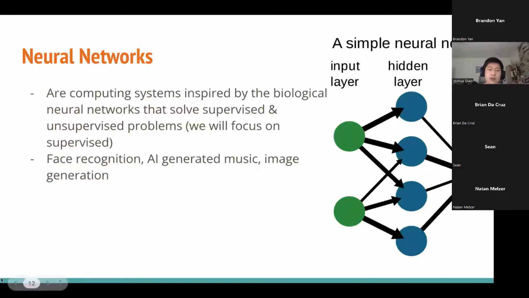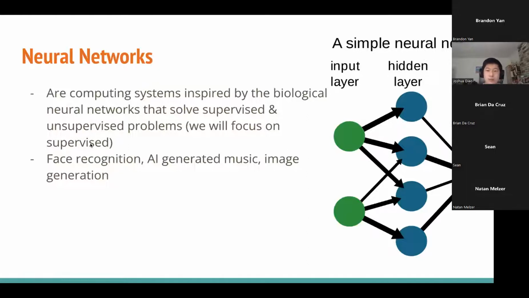So what are neural networks? Neural networks are computing systems inspired by our biological neural networks. The neurons in our brain are basically what we developed the algorithm from. And this solves supervised and unsupervised problems, but we'll be focusing on supervised.